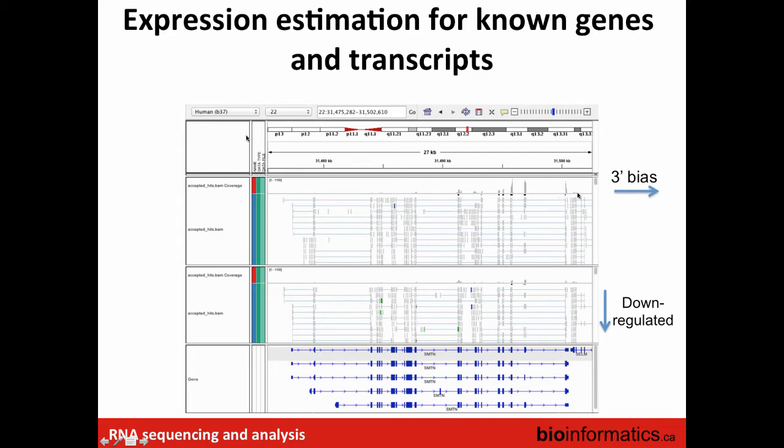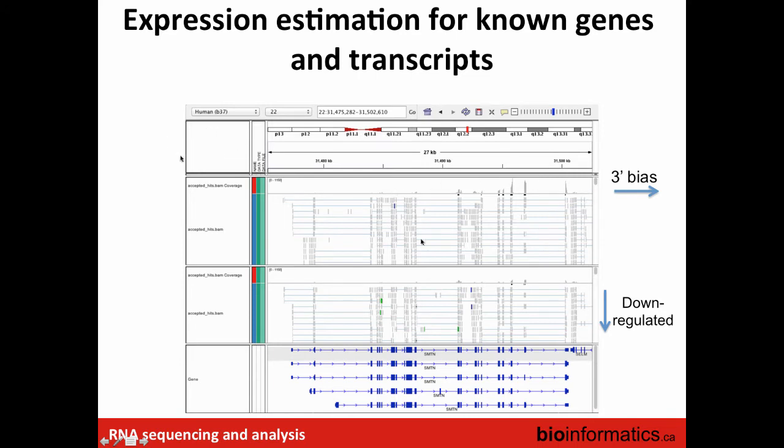And if your two libraries were sequenced to similar depth and you're looking at one gene between two samples and you see a massive pile of data in one sample and practically no data in the other sample, very little alignments, you might already conclude that maybe there's evidence of differential expression, right? You can get a crude sense that this thing is more highly expressed than the other thing. And that is indeed the case here.